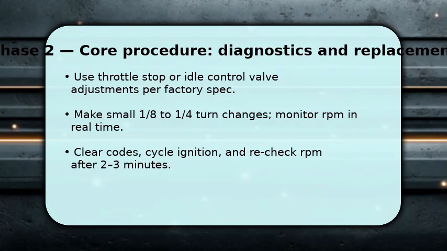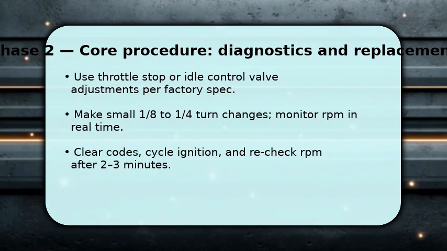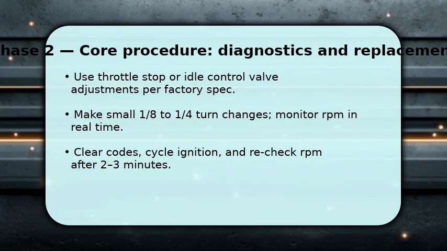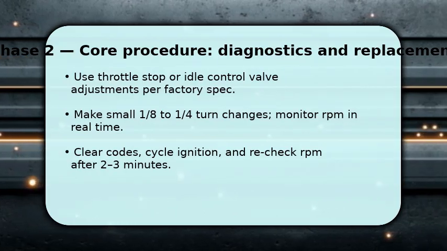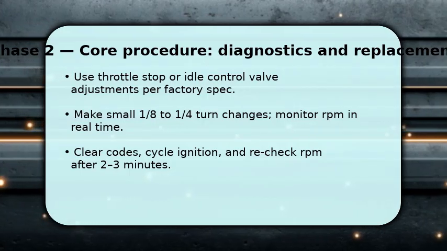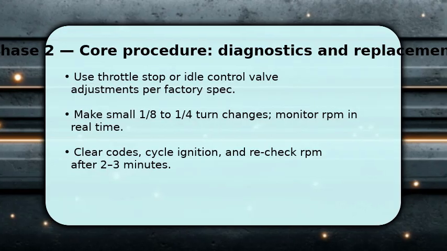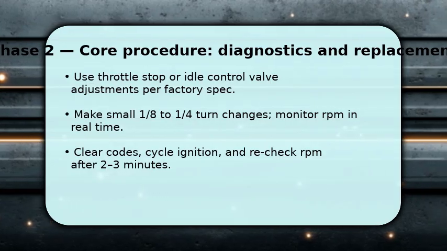You now perform controlled adjustments. Whether tweaking a throttle stop or using the idle air control, make only small changes, 1/8 to 1/4 turn, because the system is sensitive. While adjusting, monitor RPM live via OBD-ROMAN2 and listen for smooth transitions. This tells you why the change helped or hurt.